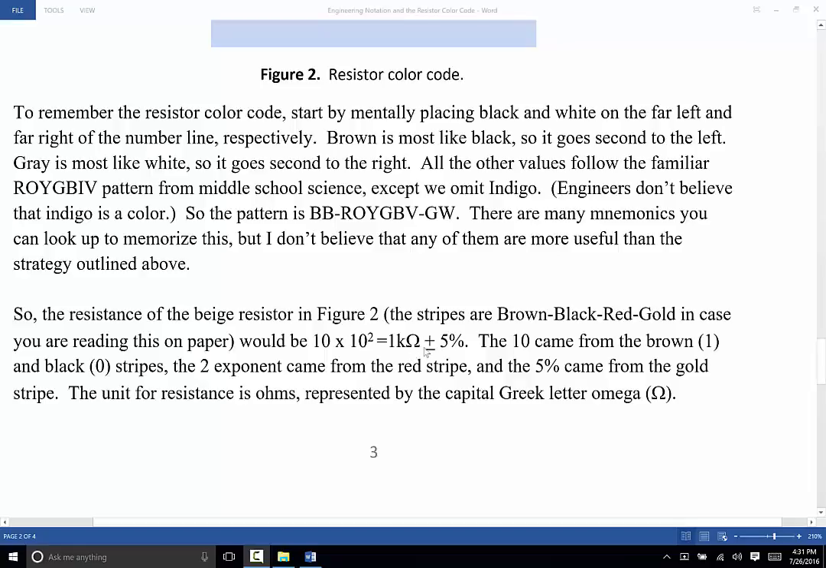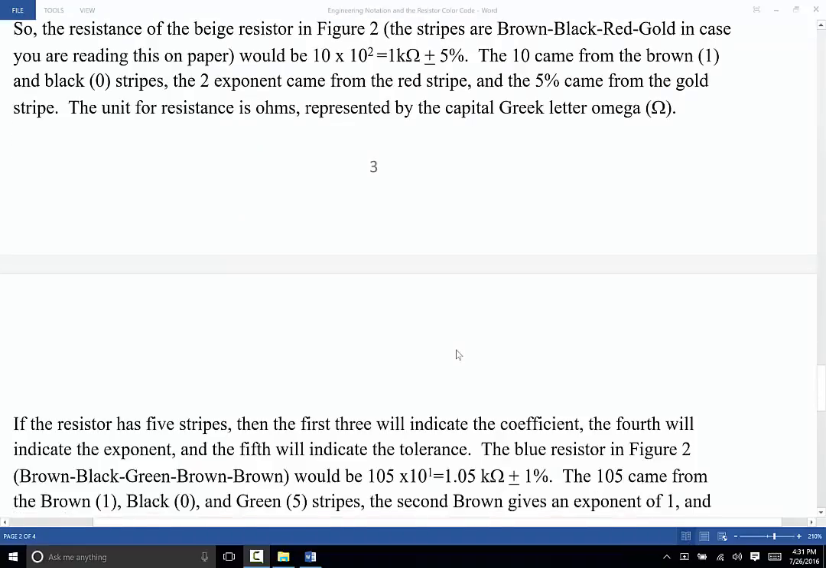This capital Greek letter omega here represents the units of resistance. We'll talk much more about resistance next time, but for right now, just know that that's the unit. And then the last stripe is gold. That's the better of the two, so therefore it's going to be the 5% tolerance. So to fully specify the resistance, you'd have to say 1 kiloohm plus or minus 5%. So that 1, 0 came from the brown and black stripes, the 2 came from the red stripe, and the 5% came from the gold stripe. And then again, the unit for resistance is ohms, represented by a capital Greek letter omega.